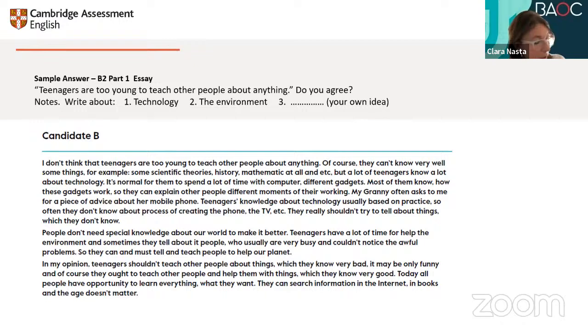And then language. For language, the piece gets a 2. A range of everyday vocabulary is used appropriately in the context of this essay.